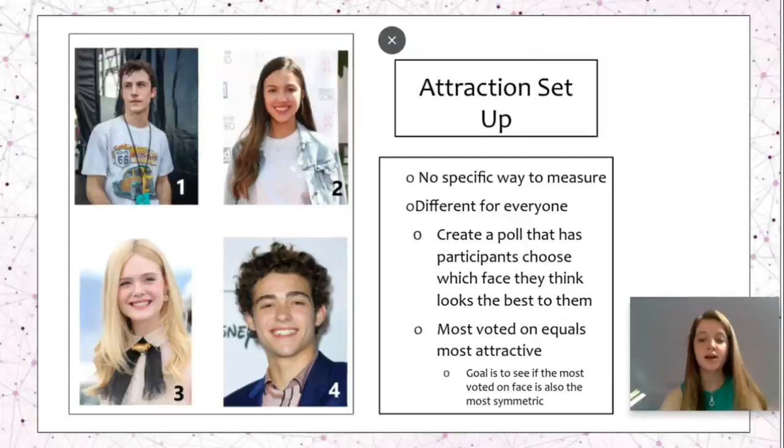So this was my attraction setup. Since there's not really a specific way to measure attraction, it's an opinion-based thing. It's different for everyone. So the best way to measure, I thought, was to create a poll that has participants choose which face they think looks best to them. And then these results will show me which face is most attractive. And so the end goal of this whole project is to see if the most symmetric face that I will measure is also correlated to the most attractive face in this survey.